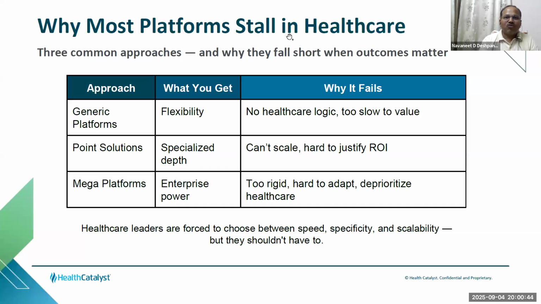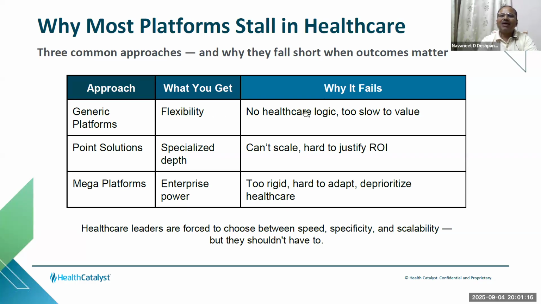Why do most platforms stall in healthcare? What makes them very slow? There are three common approaches, and first of all, why are they falling short? Either they go for generic platforms, or point solutions, or mega platforms. One has to go with a smaller one or with the mega platform. What you get from the generic platform is flexibility. Why did they go with it in the first place? Because it offered flexibility.